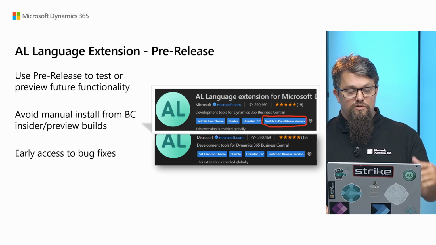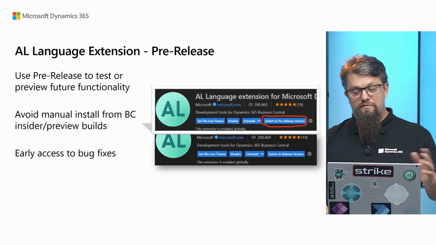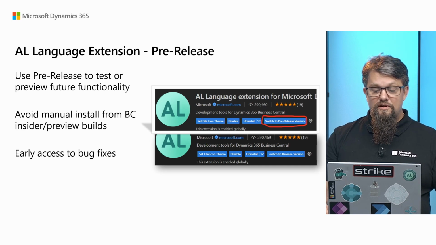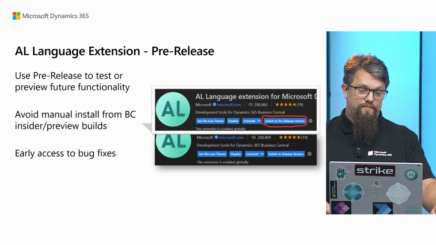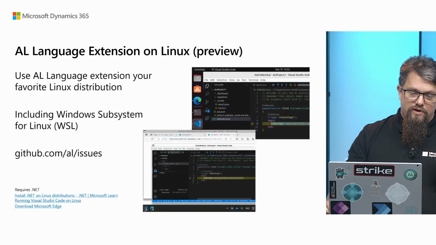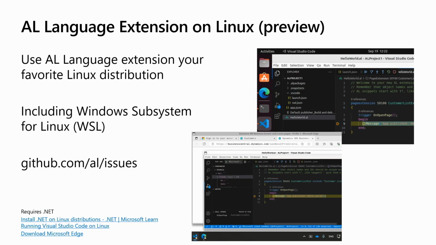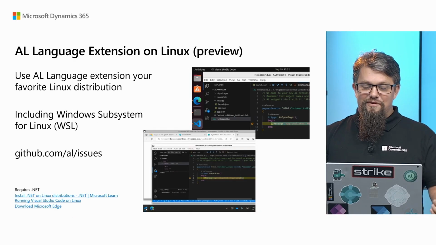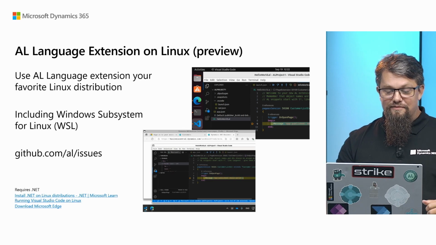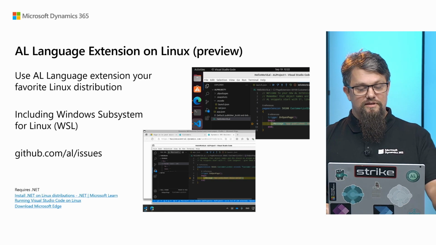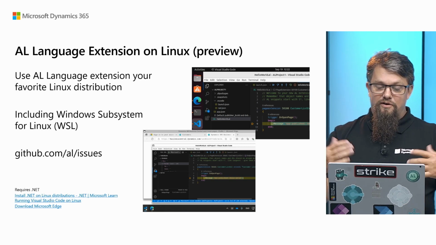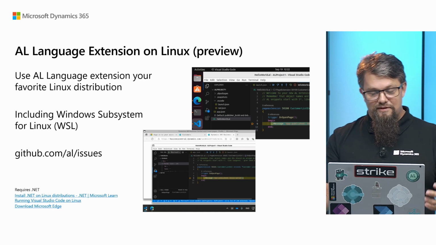Within the Visual Studio Code extension page, it's super easy to switch between versions. You can go from a release version to a pre-release version, try something out, and come back to the release version quite easily. One thing we introduced with the preview functionality is the ability to install the AL language extension on Linux. With our mission to empower every AL developer out there, we now have the option to use the AL language extension from your favorite Linux subsystem, including using it on Windows subsystem for Linux. So I encourage all the Linux fans out there to try it out and give us feedback on GitHub.